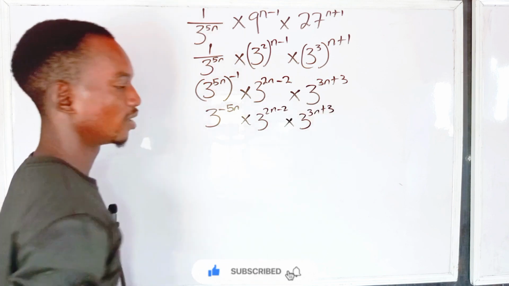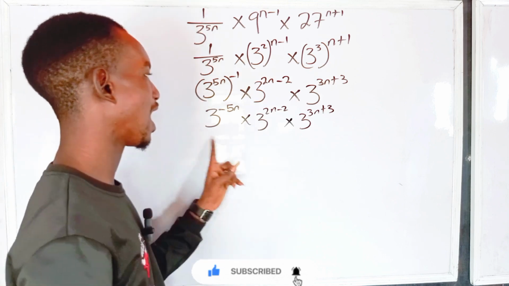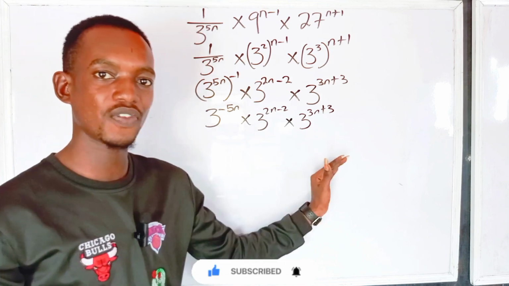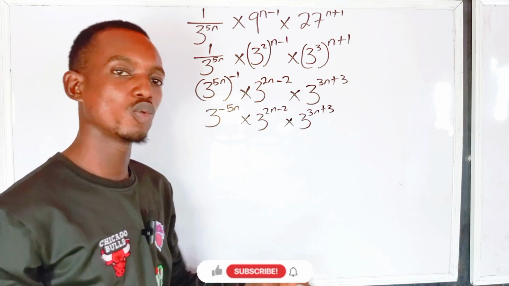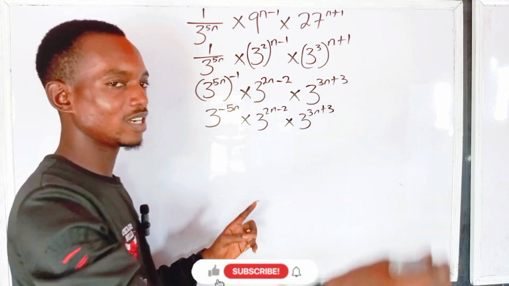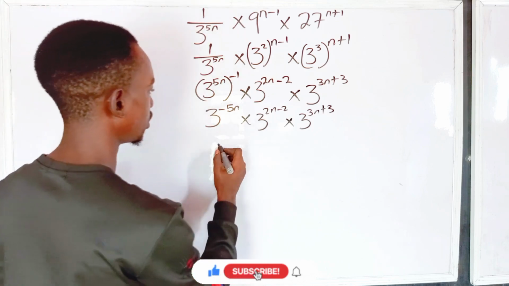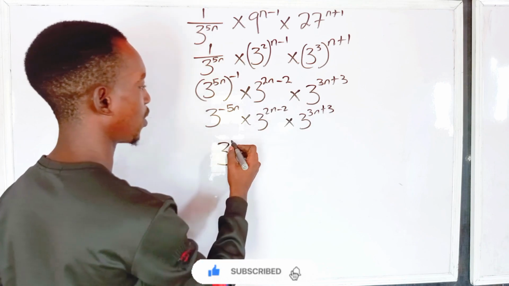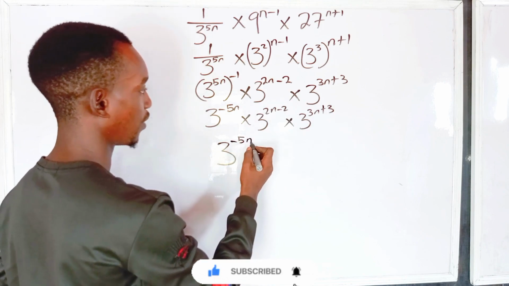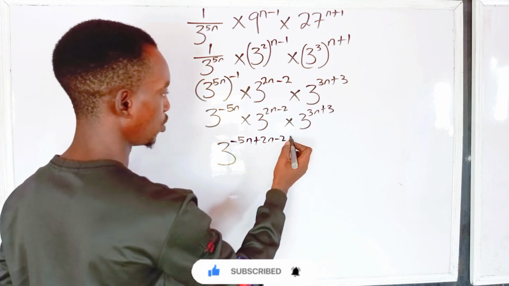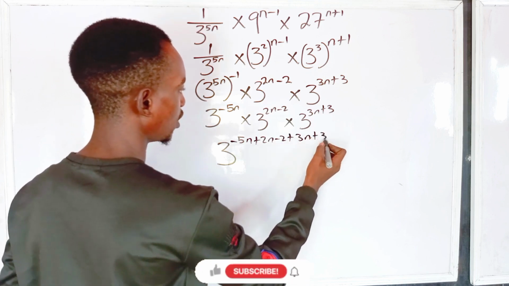plus what? 3. Now, according to the law of indices, they have the same base. So we can simplify them and they are multiplied. So we pick just one base, then we add their power. That's the multiplication law of indices. We pick one base, which is 3, then we add their different powers. That's negative 5n plus 2n minus 2, then plus 3n plus 3.